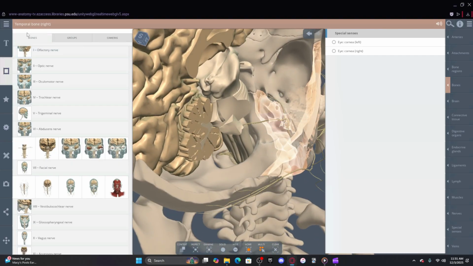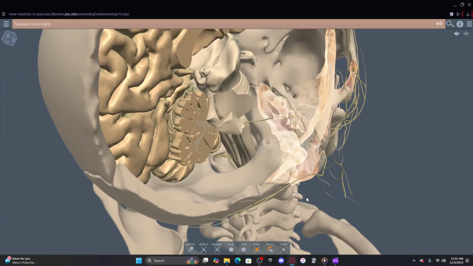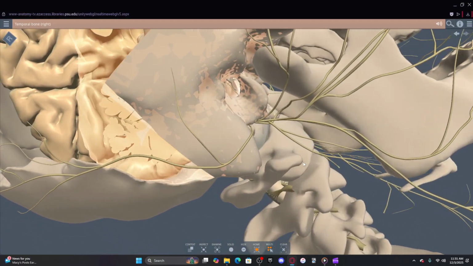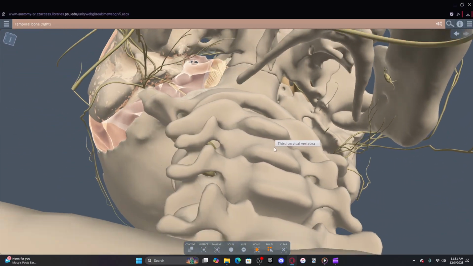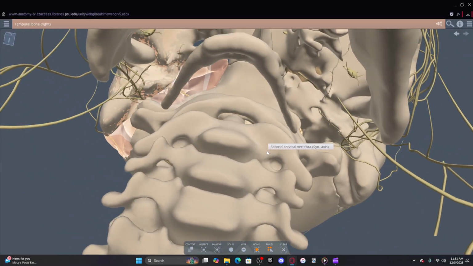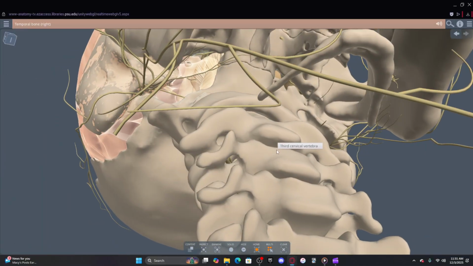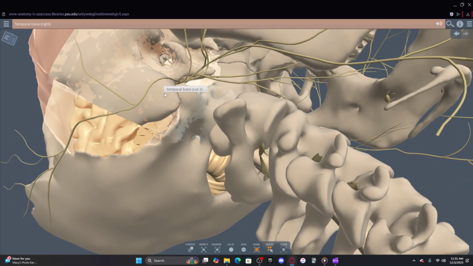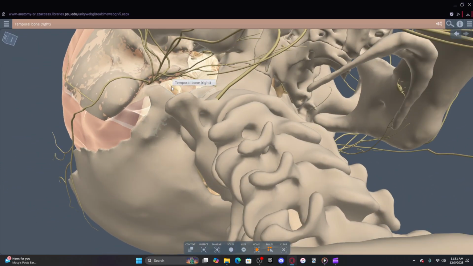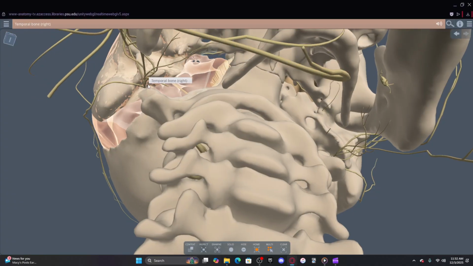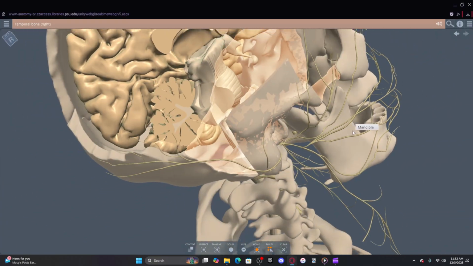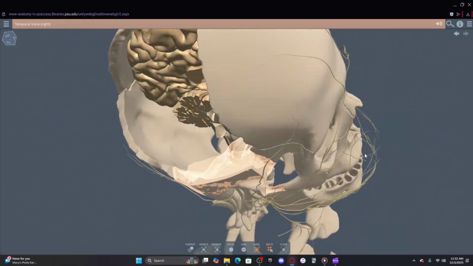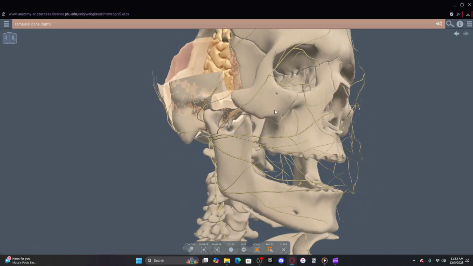So cranial nerve number 7 is right there, and if we follow it, it's coming out of the stylomastoid foramen. Cranial nerve number 7 is coming out of the stylomastoid foramen. Right? And then you can see it going all the way to different regions of the face.